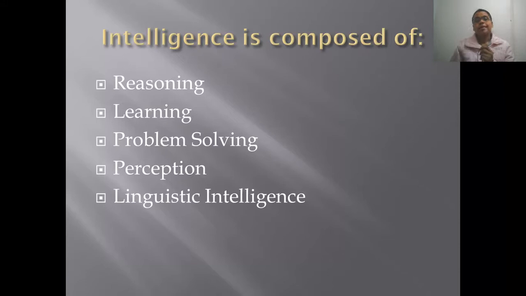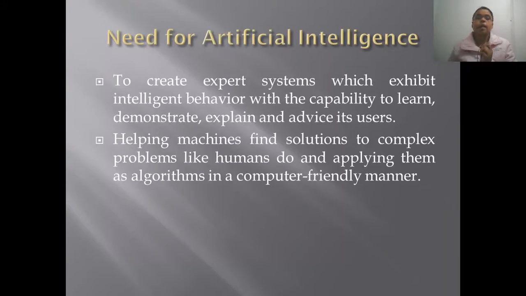Now the next is artificial intelligence. In that, intelligence is basically composed of some points, you can say key factors also. And what are these? First is reasoning, second is learning, third is problem solving, then perception, and linguistic intelligence. So these are what compose intelligence. Okay, now what is the need of artificial intelligence?